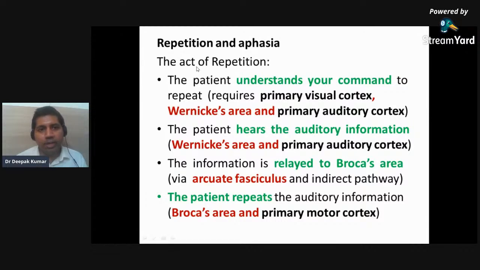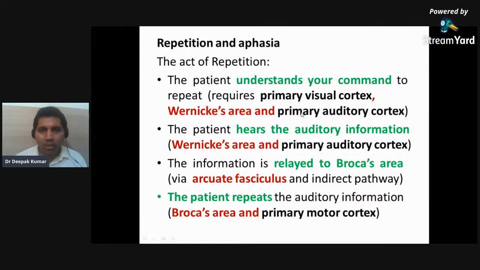So let's look into the act of repetition. The patient understands your command to repeat. There were two slides before where I asked you that you need to repeat, so you understand that yes, you need to repeat. The first thing that has to happen for the patient is that he has to understand your command that you're asking him to repeat something.